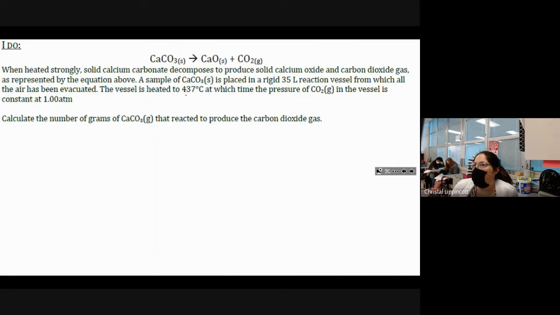The vessel is then heated to 437 Celsius, at which time the pressure in the vessel is a constant 1 atm. They want to calculate the grams of calcium carbonate that react to form this gas. So first of all, we're going to use our PV equals nRT, and we're solving for grams. I don't have grams as part of PV equals nRT, but I know that it's CO2. So how can I get grams at that point? What part of this am I going to be solving for? n. So I'm going to solve for moles, and then I can convert moles into grams by using the molar mass of CO2.